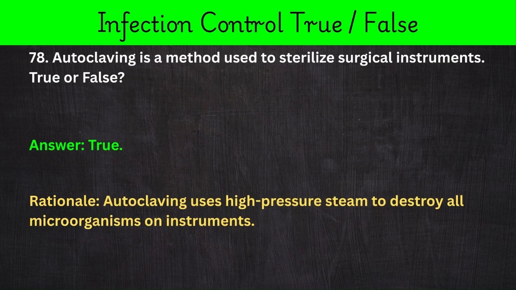78. Autoclaving is a method used to sterilize surgical instruments. True or false? Answer: true. Rationale: autoclaving uses high-pressure steam to destroy all microorganisms on instruments.